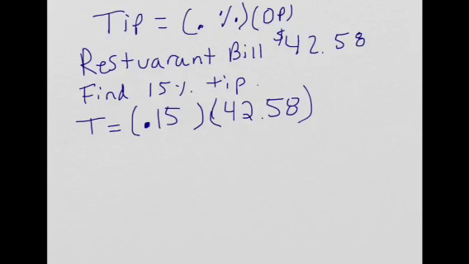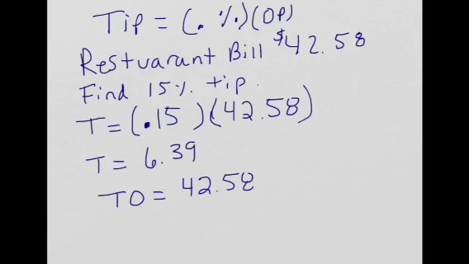And we're going to multiply 0.15 times 42.58. So the tip is going to be $6.39. Now, if I want the total bill, I'm going to need to take the food that we ate and add in the tip. And that's going to make my total bill then be $48.97. And of course, in there you would also have to add your tax.